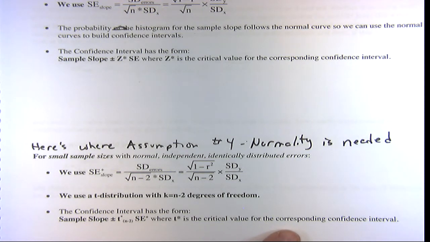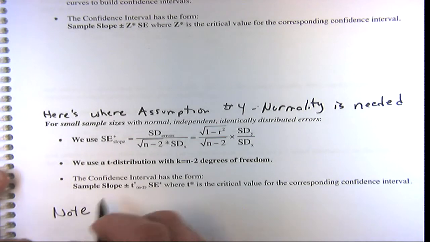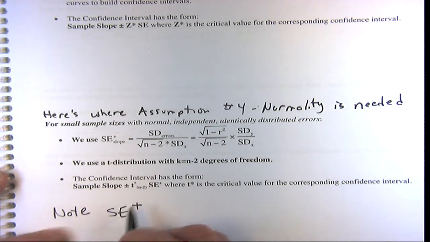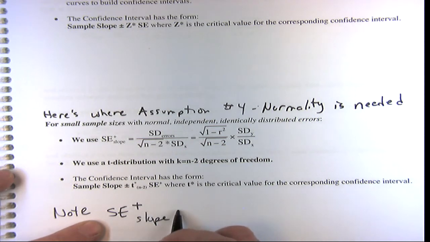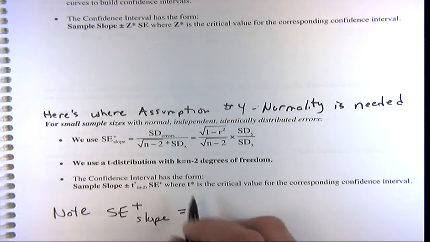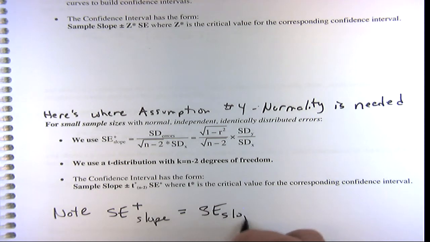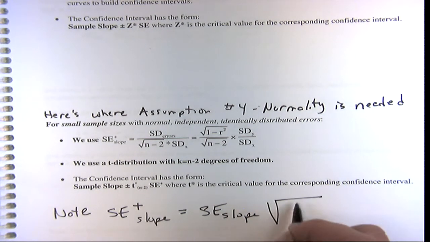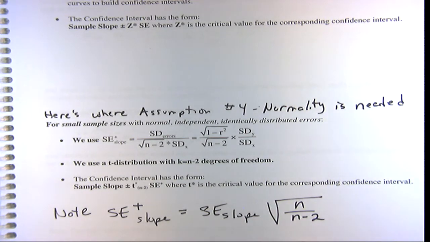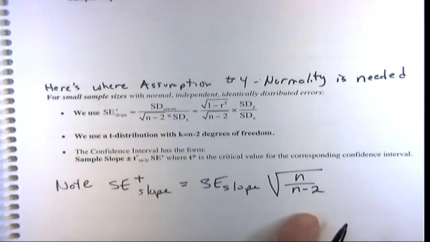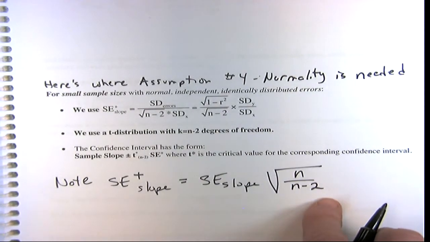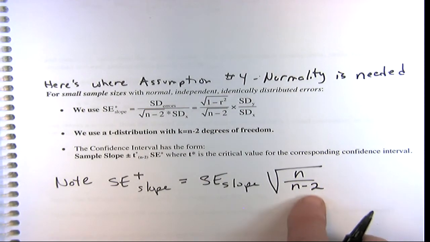So maybe we should note here, this is a good place, that the standard error plus for the slope is the same as the standard error for the slope. It's just multiplied by this factor of n over n minus 2. This is for simple regression. Okay? For simple regression only. When we add another predictor variable, for each one we add, we're going to have to subtract off another degree of freedom. So for example, if we had 2 slopes, it would be n minus 3, etc.